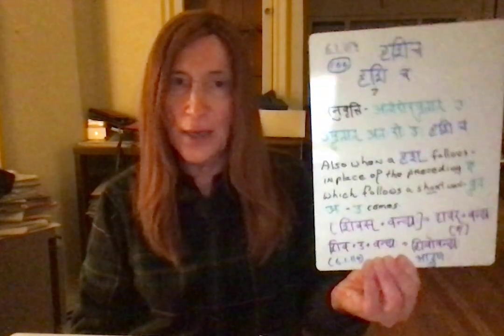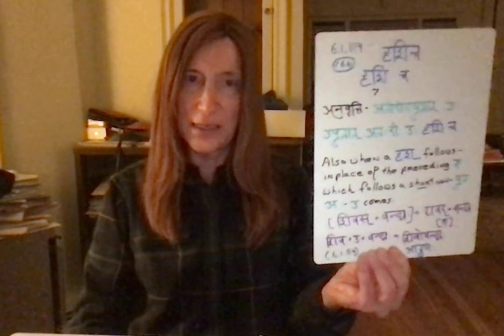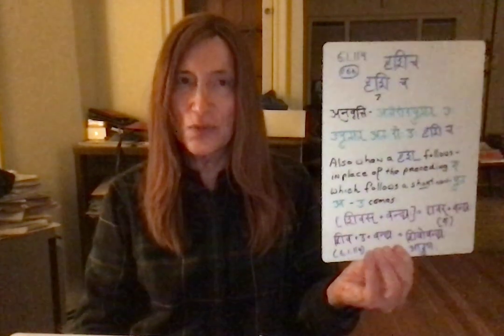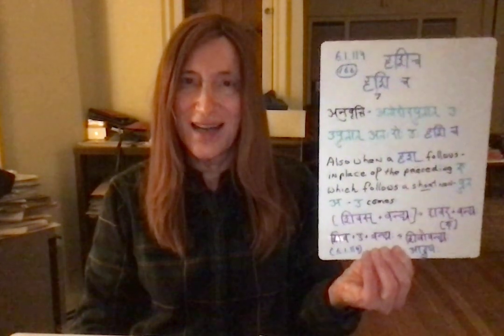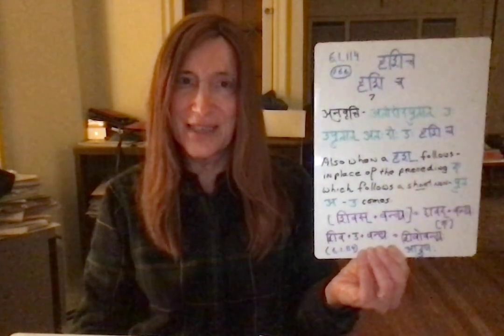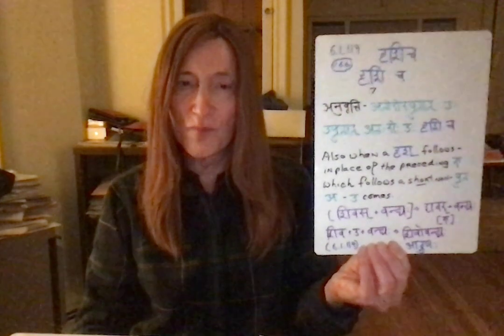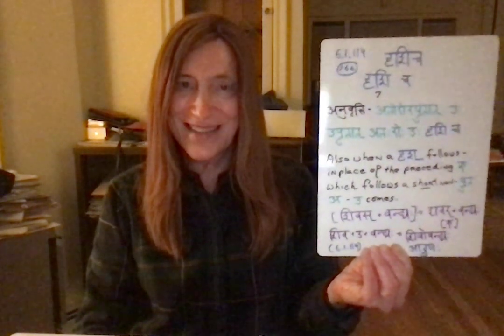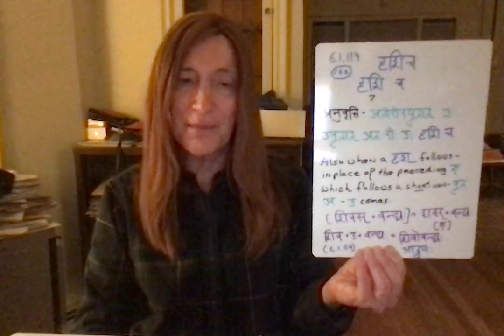Today we're going to be discussing 6.1.114, which, not surprisingly perhaps, is essentially a modification of 6.1.113, Atororaplutataplute, which we have recently discussed at some length. And this is 6.1.114, 166 in Siddhanta Kaumudi.